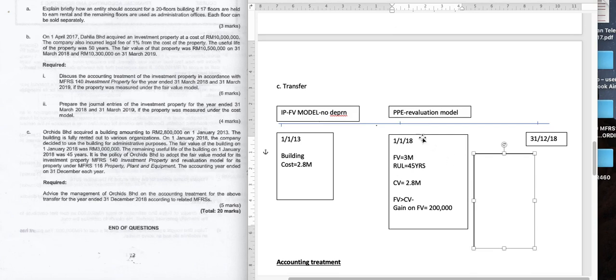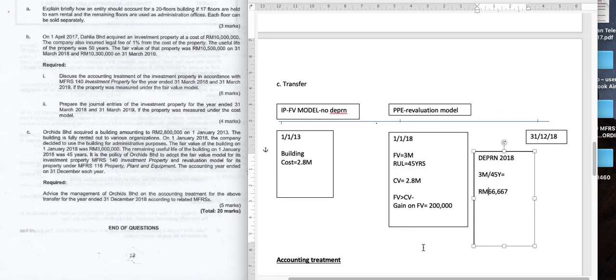Okay, and then during the year you need to depreciate your PPE. So the depreciation will be using the fair value 3 million divided by the remaining useful life of 45 years. So you should get how much? 3 million divided by 45 years, 667. RM.